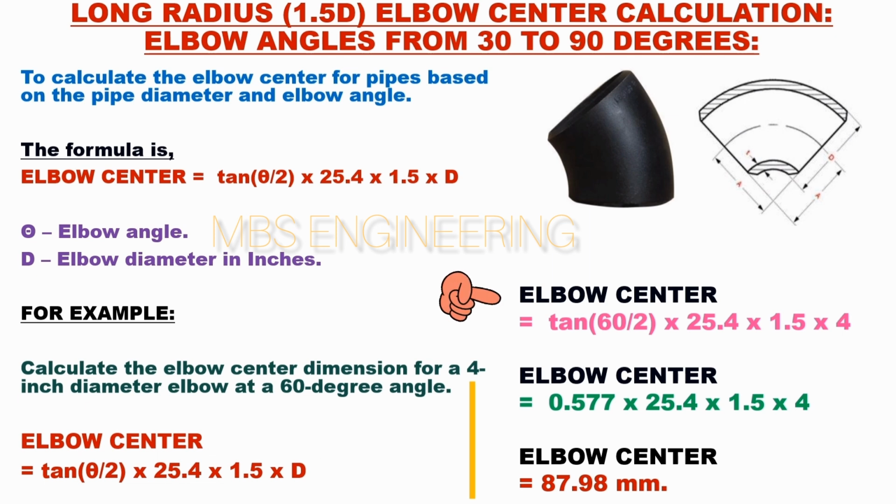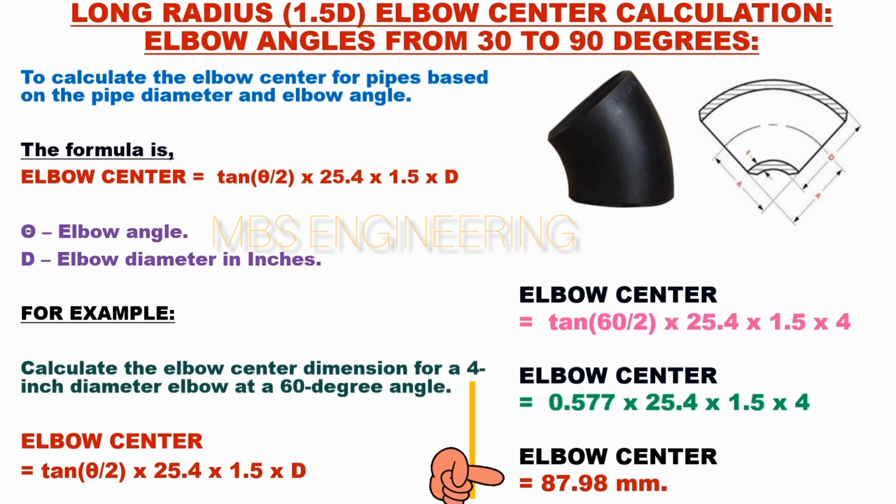Elbow center is equals to tan 60 divided by 2 into 25.4 into 1.5 into 4. Elbow center is equals to 0.577 into 25.4 into 1.5 into 4. Based on the above calculation and given data, the elbow center is 87.98 millimeters.